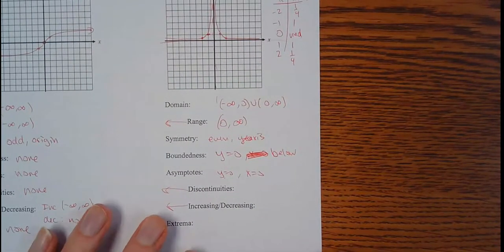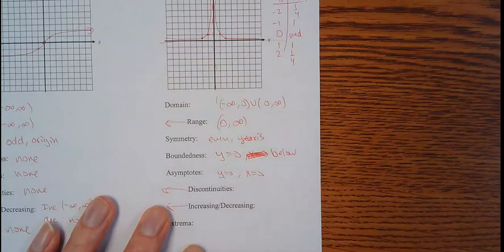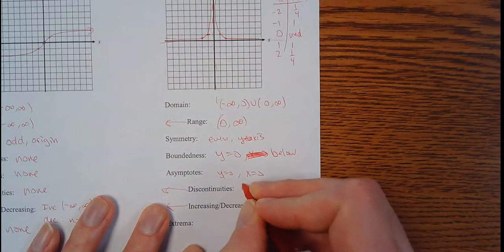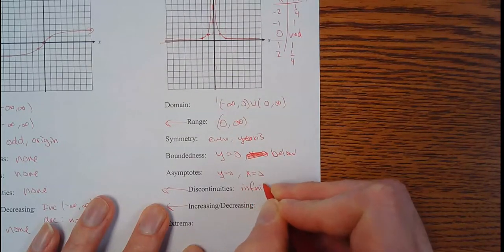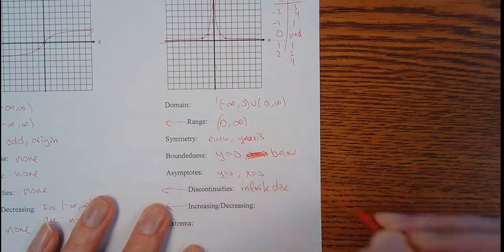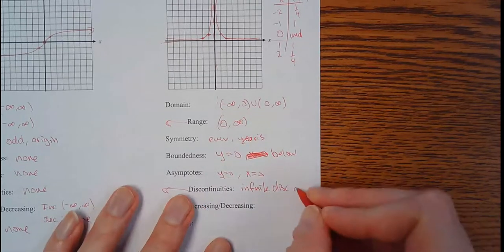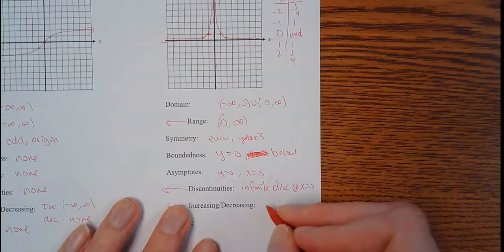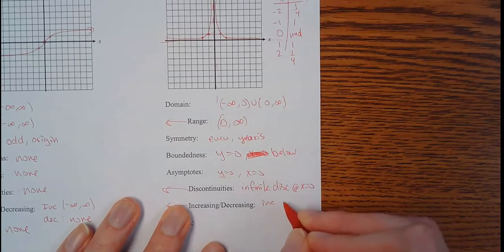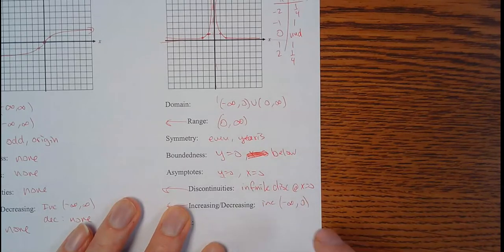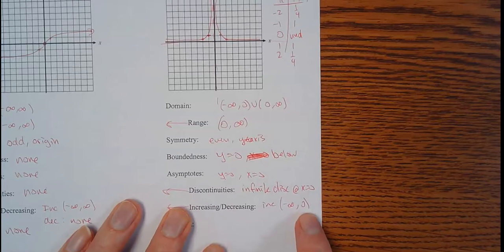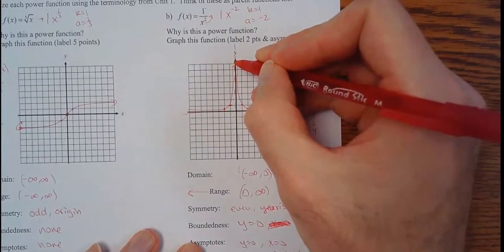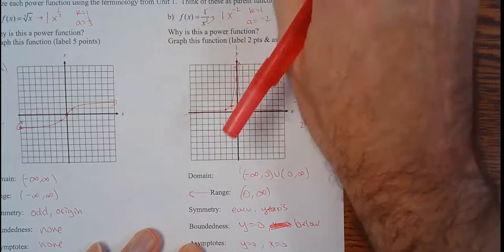Are there any discontinuities? Yes. There's one of those. It's an asymptote, so that's an infinite discontinuity. Infinite discontinuity at x equals 0. Is it increasing or decreasing? Well, it's increasing from -infinity to 0. And here 0 is not included because it's not defined there. So that's one of those times we don't include that number.